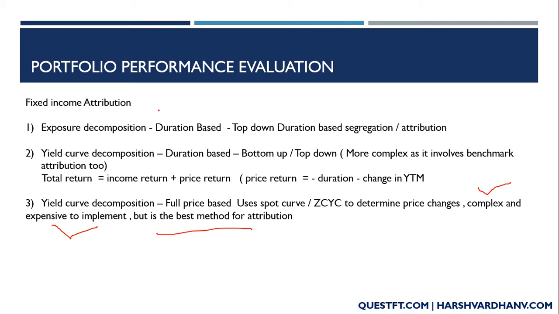So three methods for fixed income attribution: exposure decomposition. You should read the examples from the book. It's very simple. This will help you in the exam. Yield curve decomposition could be both duration based and full price based. So full price based uses the spot curve, and this uses the duration based change in price. I think so. So this is how the fixed income attribution is done.